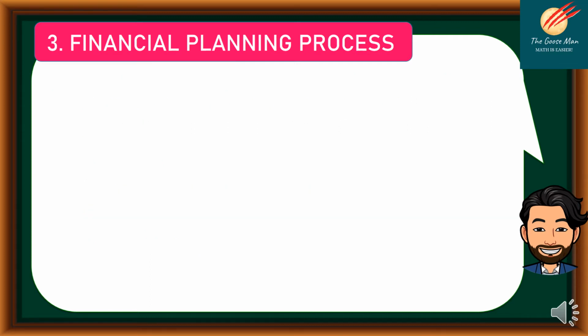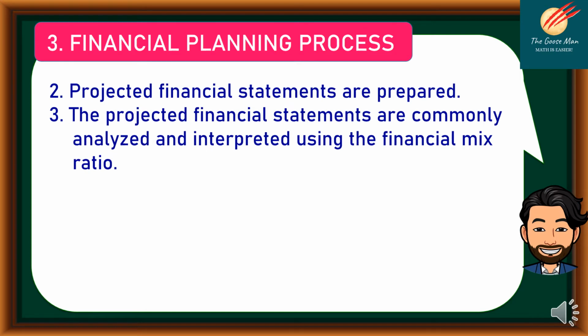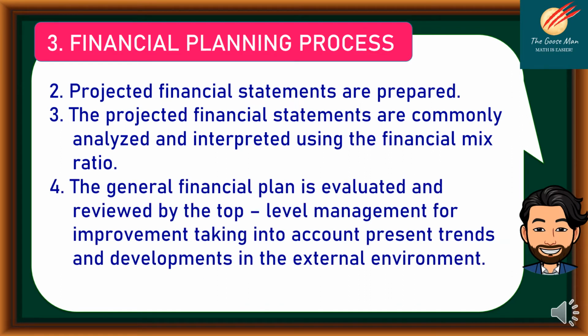Next in the financial planning process, the projected financial statements are prepared. Number three, the projected financial statements are commonly analyzed and interpreted using financial ratios, as we discussed in the previous chapter. Number four, the general financial plan is evaluated and reviewed by the top level management for improvement, taking into account present trends and developments in the external environment.